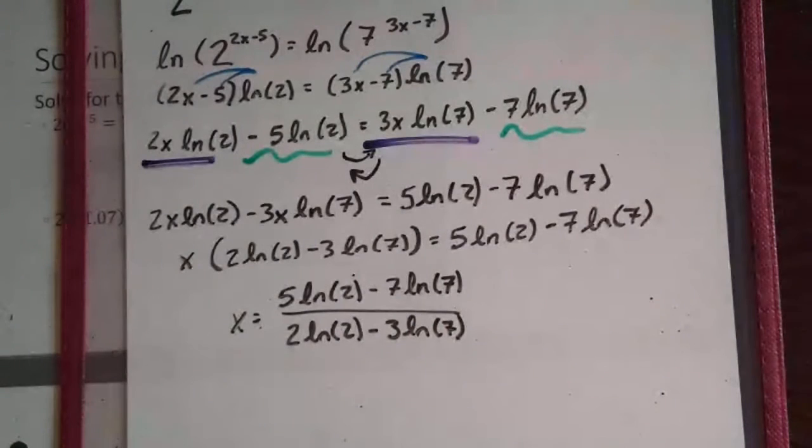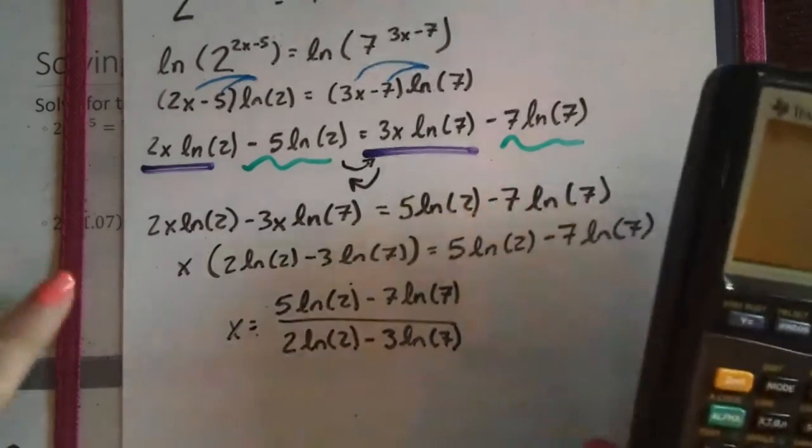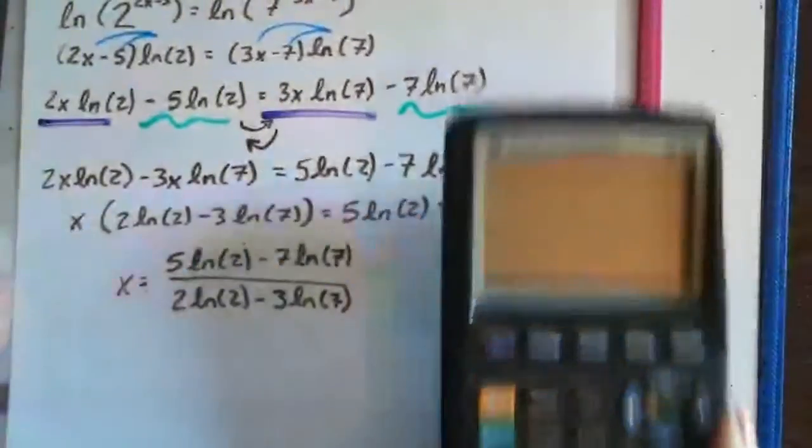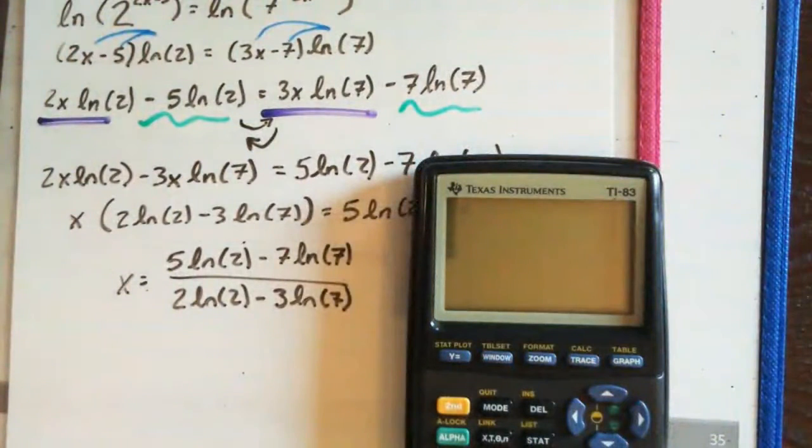Now I know there are a lot of steps here, but just as with every other equation, since we are solving it, we can check our answer. What I'm going to do first is figure out what this x actually looks like. So we have in the numerator 5 times the natural log of 2 minus 7 times the natural log of 7, close my numerator, divided by 2 times the natural log of 2 minus 3 times the natural log of 7. So that is what x is as a decimal.